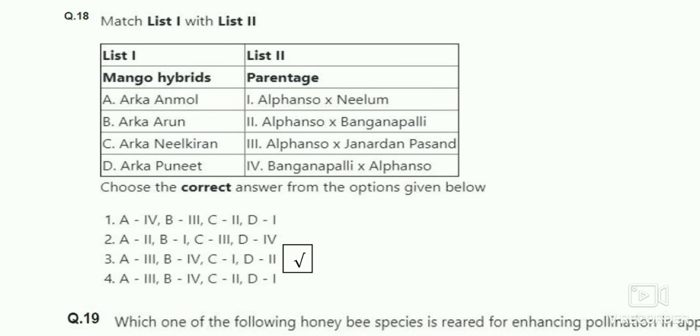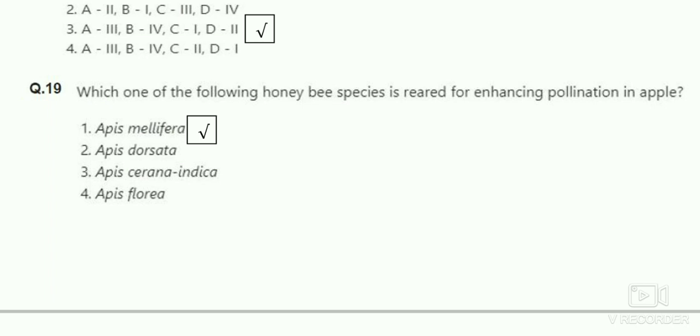Question number 19. Which of the following honeybee species is reared for enhancing pollination in apple? The right answer is Apis mellifera. The same question was asked in the JRF 2020 question paper.